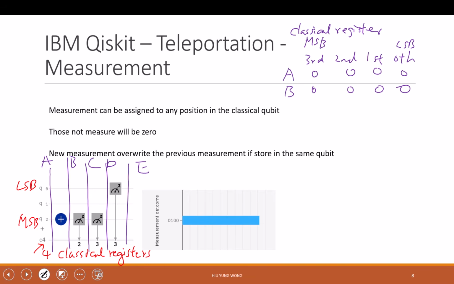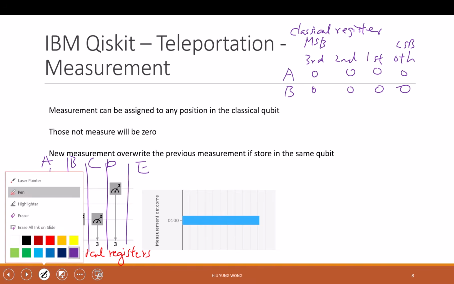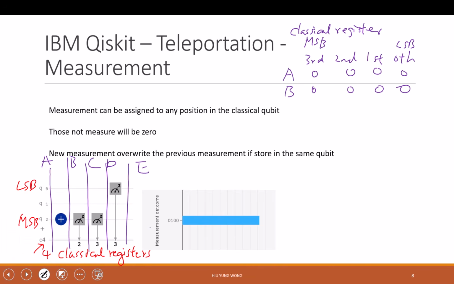And then at C, you did a measurement. The measurement says store this to 2. 2 means the second qubit, second classical register. So at C, it becomes 0, 1, 0, 0. Because you measure, now you already have state 1, and when you measure it's always 1. And you store to the second register. So you have 1 here.